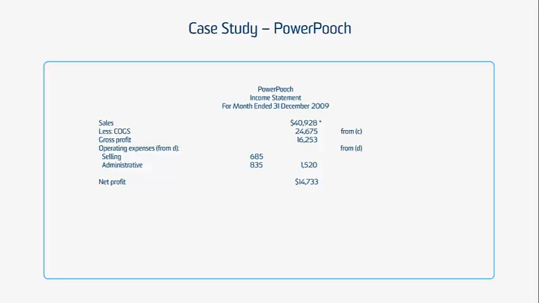40,928. Less the adjusted cost of goods sold, so we did that immaterial adjustment and we took away the over-applied overhead, so 24,675. So sales less cost of goods sold gives us our gross profit. Now less our operating expenses, so these are our non-factory expenses, so selling expenses 685 and admin expenses 835. So now we have gross profit less the operating expenses gives us net profit of 14,733.